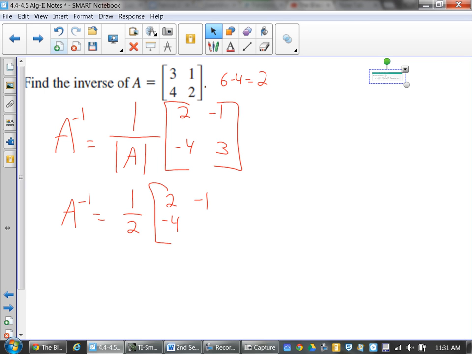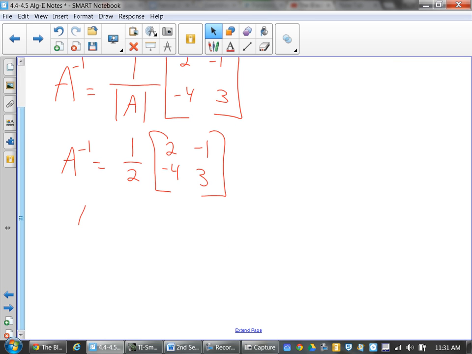So the identity is on. The inverse is going to equal 1/2, which is a scalar multiple, into that matrix. So the inverse matrix here is going to be 1, -1/2, -2, and 3/2. Scalar multiple, just multiply everything by 1/2.